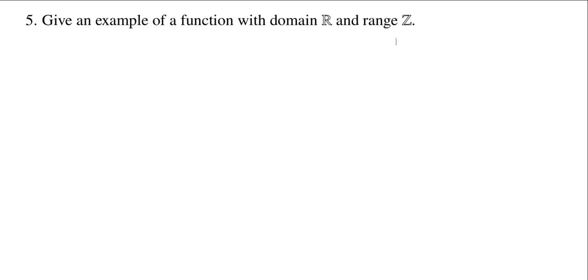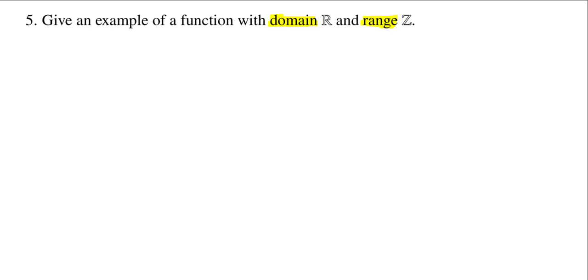In problem 5, we're asked to give an example of a function with domain the real numbers and range the integers. Now, we have to be very careful here because the domain being the real numbers says it has to be defined on any real number you want. But I'm not expecting too many people to mistake that. But over here, this is saying the range. This is not saying the codomain, right?